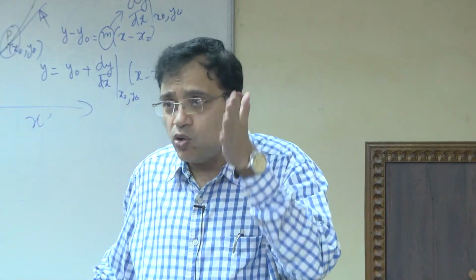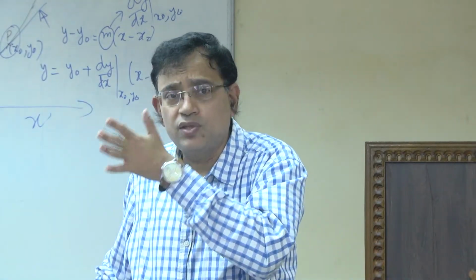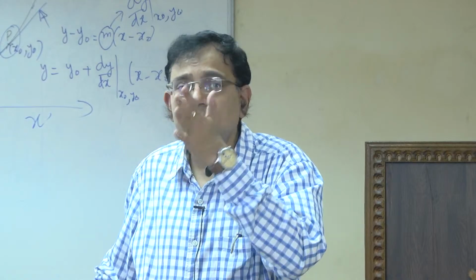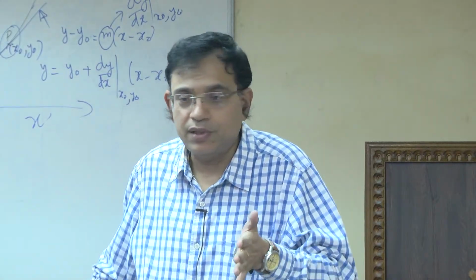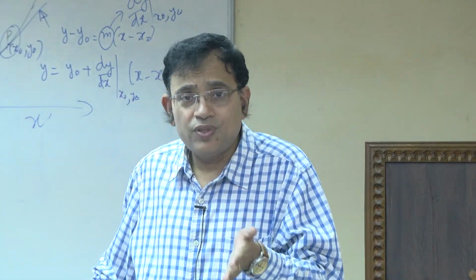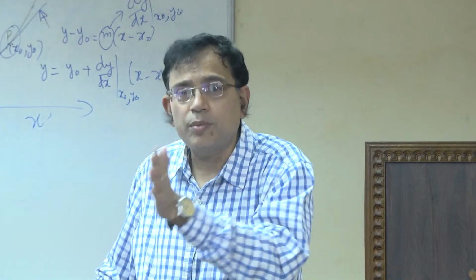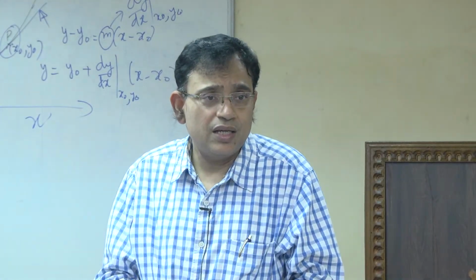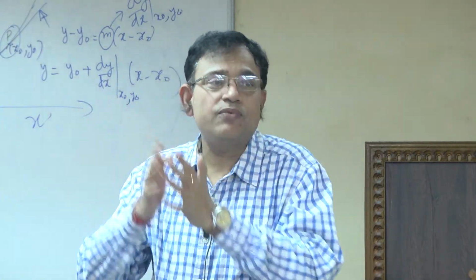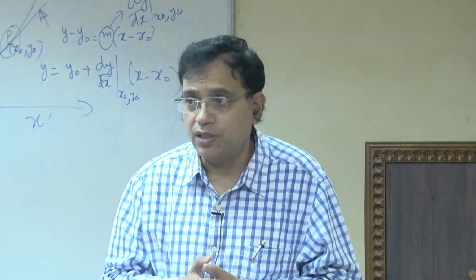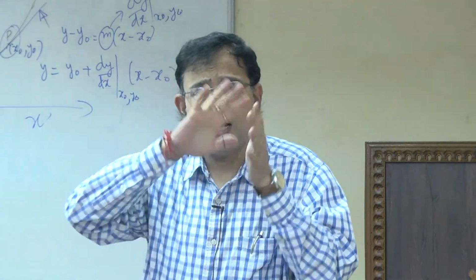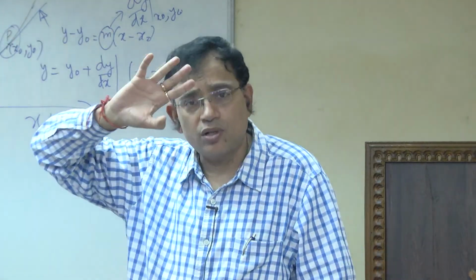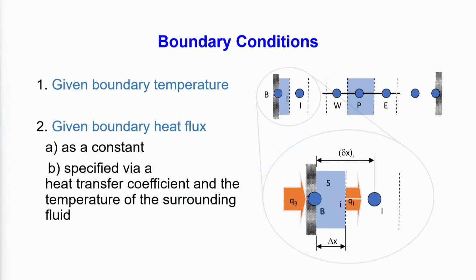So, if the value of the variable is given, it is called a Dirichlet boundary condition in mathematics. If the gradient is given, it is called a Neumann boundary condition, and if the gradient is given as a function of the value, it is called a mixed boundary condition. So, it is either of these, but the physical situation also is like that. This is the way by which you give boundary conditions.